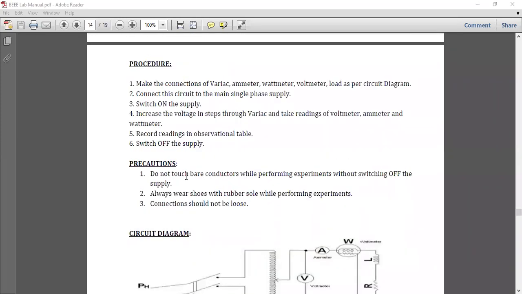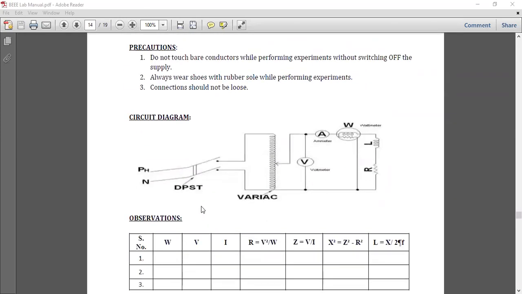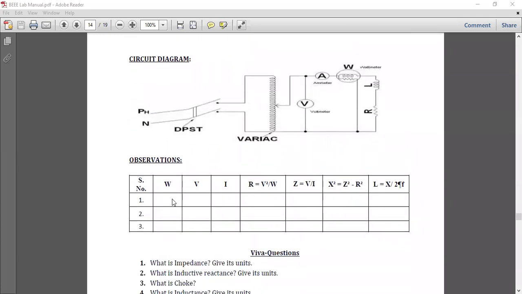So this is the procedure and precautions, and this one is the same circuit diagram with DPST, variac, voltmeter, ammeter, wattmeter, and RL series circuit. And these are the same readings W, V, and I, that is power, voltage, and current, that we have to take from this circuit diagram, and then apply this formula to calculate the resistance, that is V square upon W.